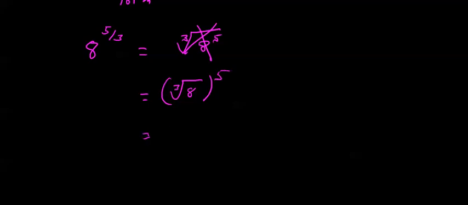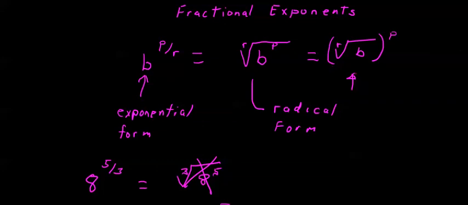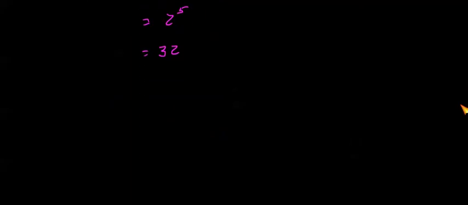Well, the cube root of 8 we should know is 2. 2 to the 5th power is 2 times 2 is 4, 8, 16, 32. It's 32. So that's what I was talking about before. It's easier to use this form. Much easier. All right, let's look at another example.